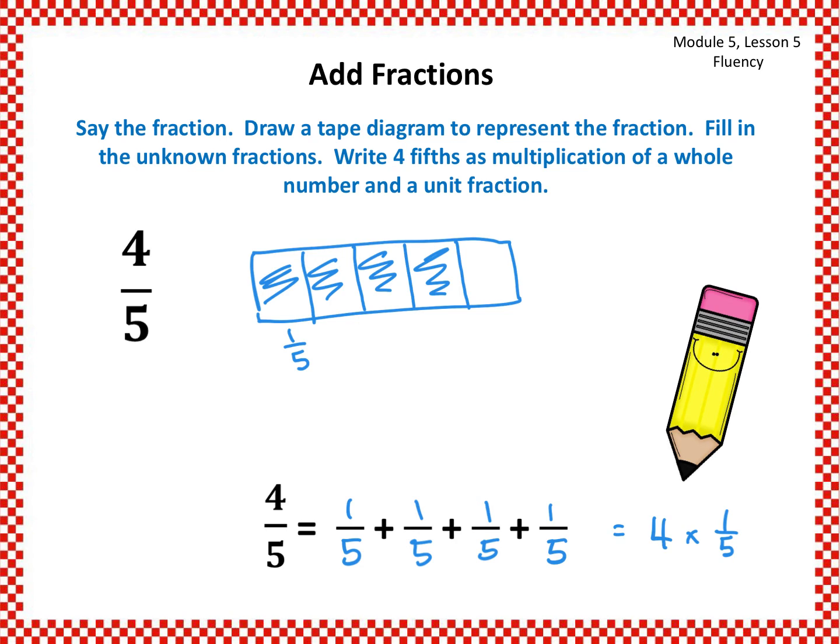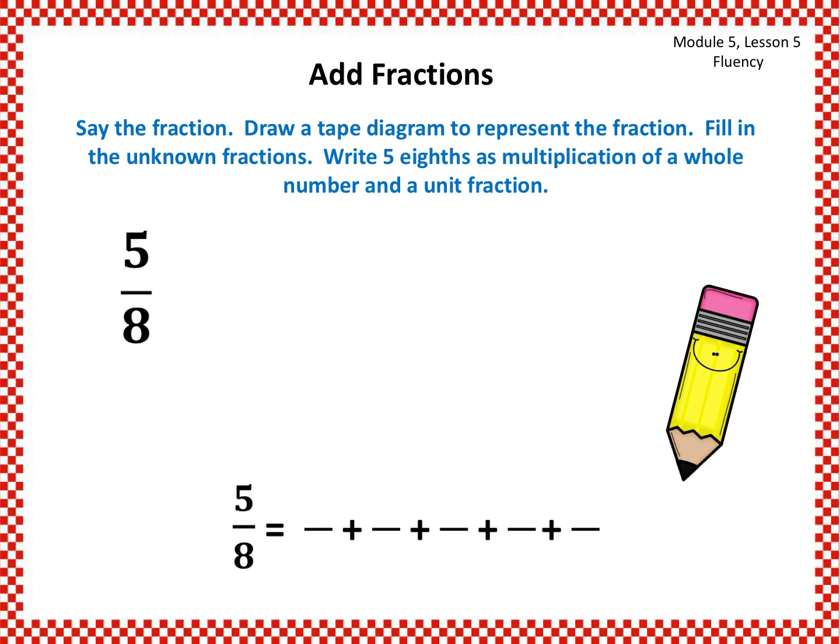Alrighty. Let's look at the next one. 5/8. We're going to do the same thing. Draw a tape diagram, fill it in, write 5/8 as a multiplication of a whole number and as a sum of unit fractions. All right. So we're going to divide it into 8 parts this time because 8 is our denominator. That tells us how many parts we're dividing it into.